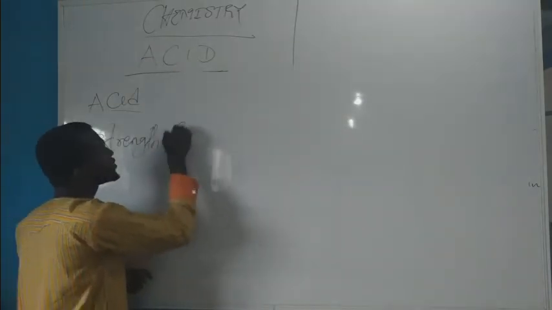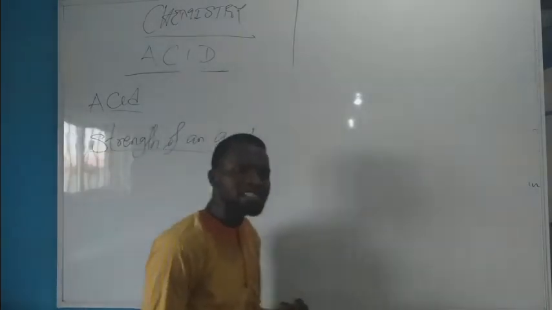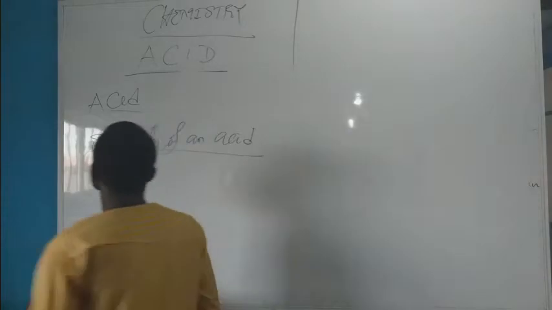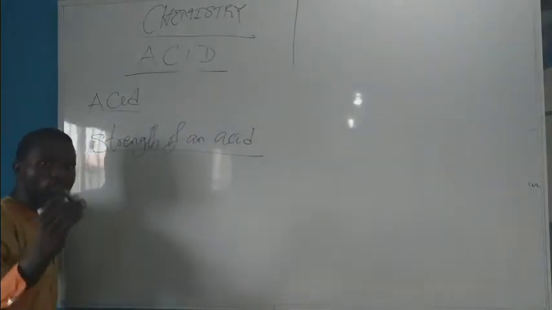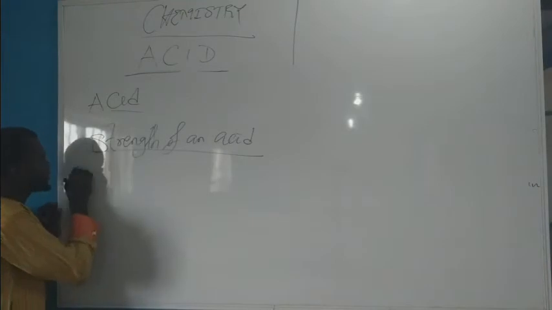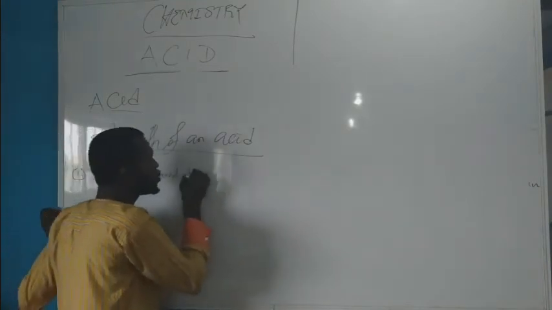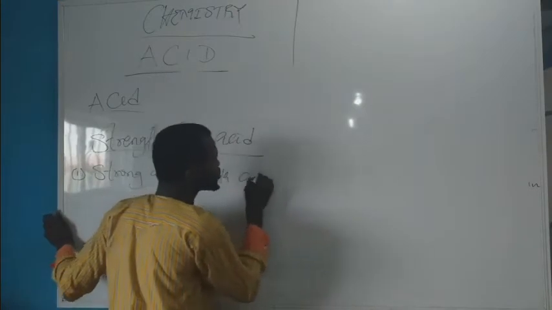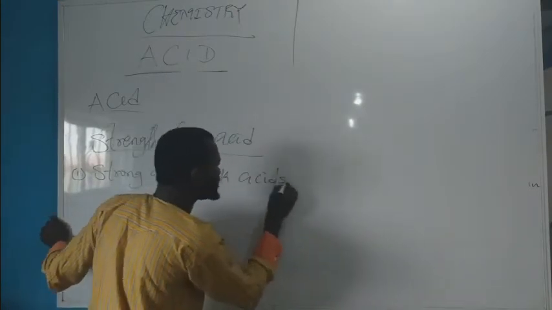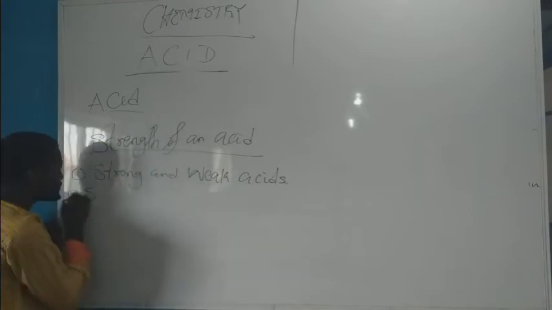Strength of an acid. Acids may be grouped into two categories based on their strength. We have what is known as strong and weak acids. What is a strong acid?